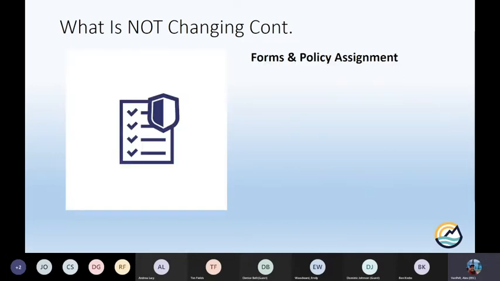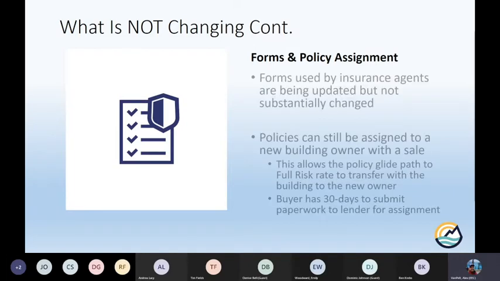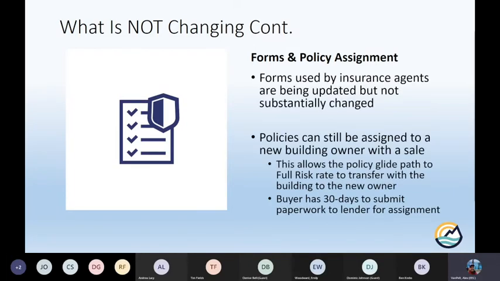And then the last one I want to talk about is some of the forms and policy assignments. So the forms that insurance agents use, they're not going away. They're just going to be tweaked or updated to reflect what Risk Rating 2.0 needs. So some of the things for condo coverage or larger commercial developments, things like that, that's not going away.